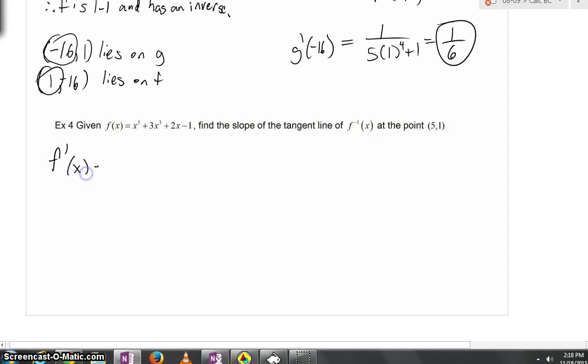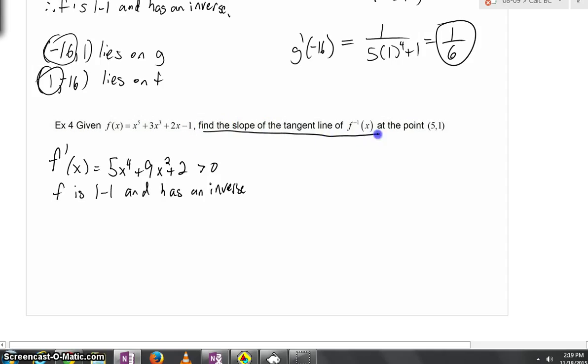You can take f prime. f prime would be 5x to the fourth plus 9x squared plus 2. And of course, we're greater than 0. So f is 1 to 1 and has an inverse. So that's looking very, very encouraging. Once again, you would not be able to find that inverse very easily.